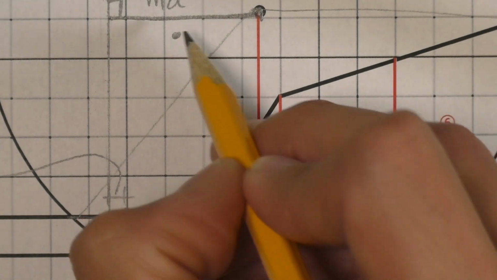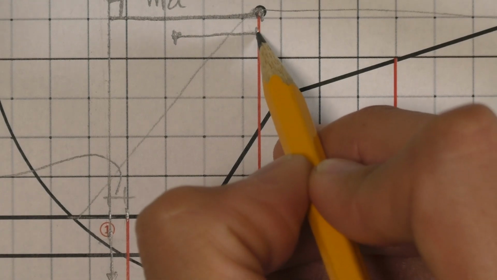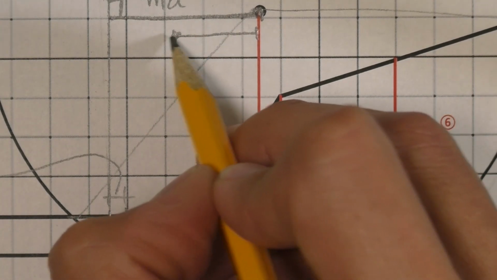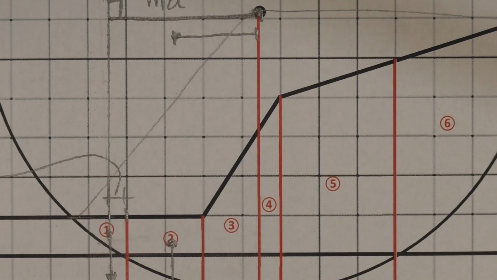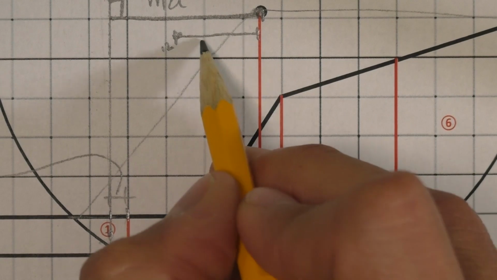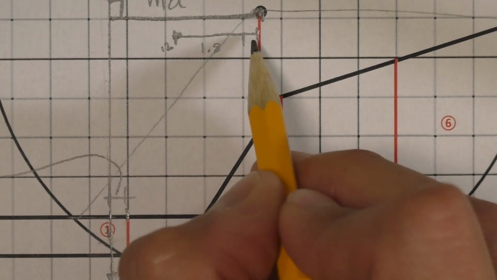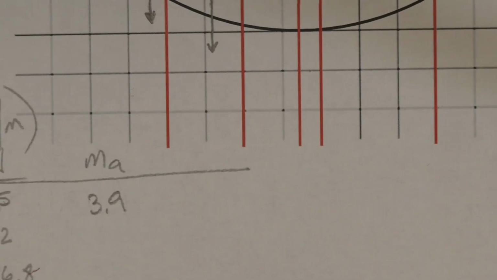So moment arm number 2 will be from here to here. So 0.4 plus 2 minus this distance. What is that distance? We're going to say that's, I don't know, 0.2. So from here to here, 1.8, and then this is 0.4. So this is 2.2. That is, the moment arm is 2.2.